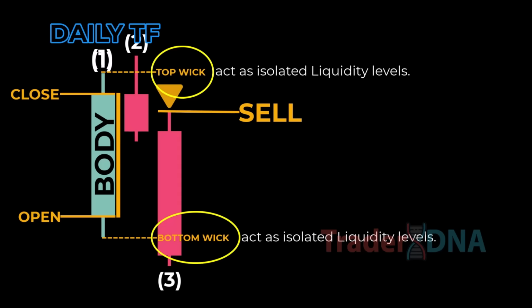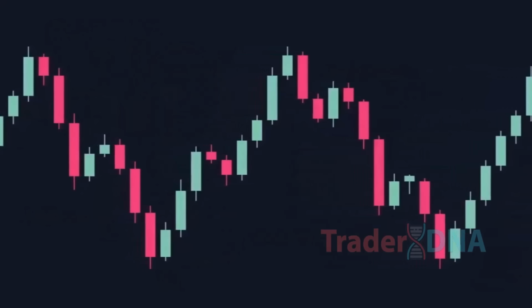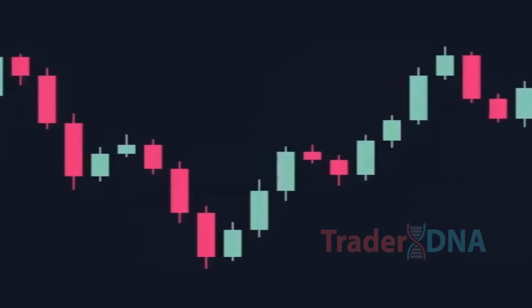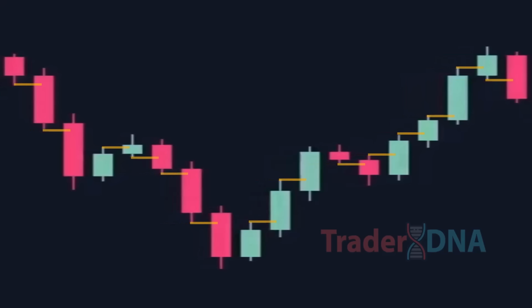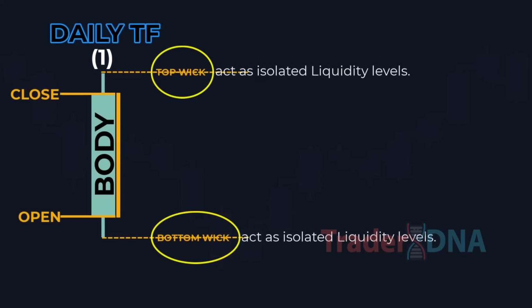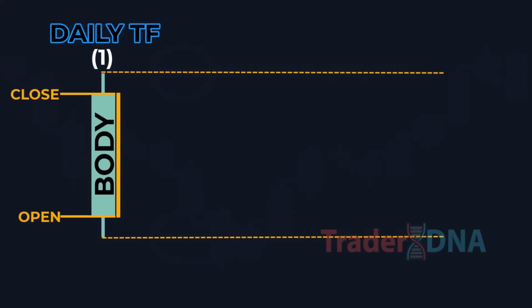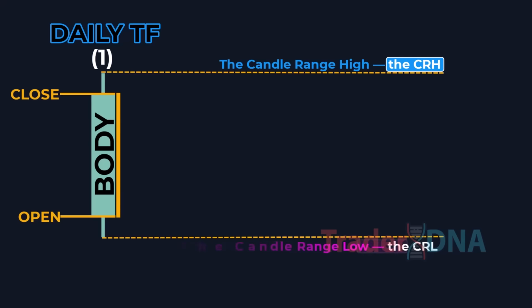And if you think about it, this makes perfect sense. Open any random chart, scroll anywhere, you'll notice something almost mechanical. Most candles will attack either the previous candle's high or its low. Price constantly seeks liquidity, so within this framework, the first candle has one job: define the range we care about trading. That's it. It draws the battlefield. The high of this candle becomes the candle range high, the CRH. The low becomes the candle range low, the CRL. That's your range. That's your map.